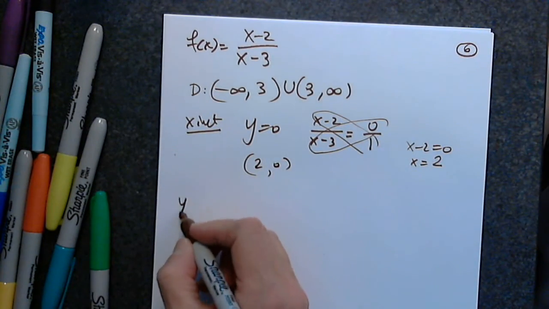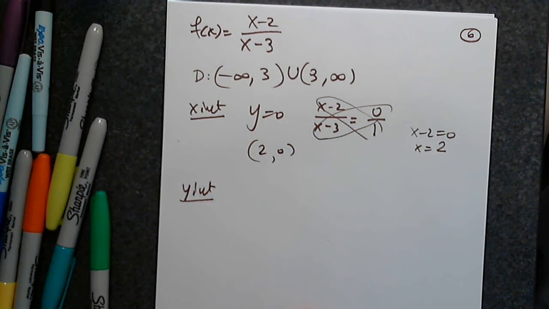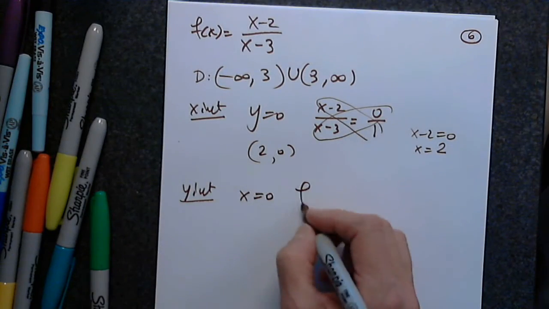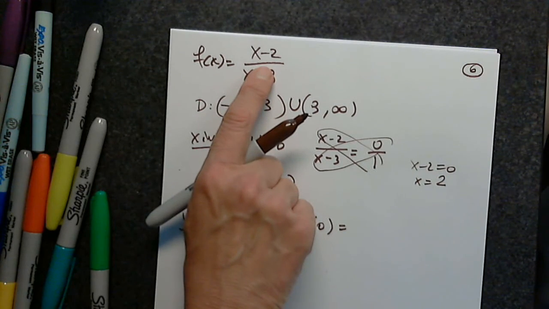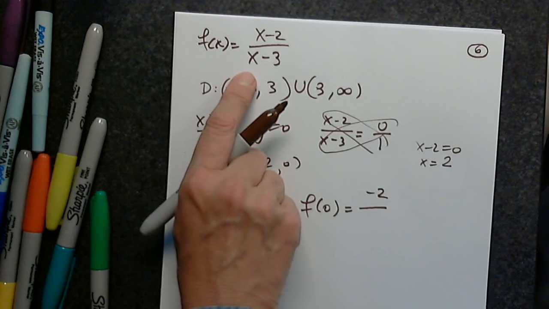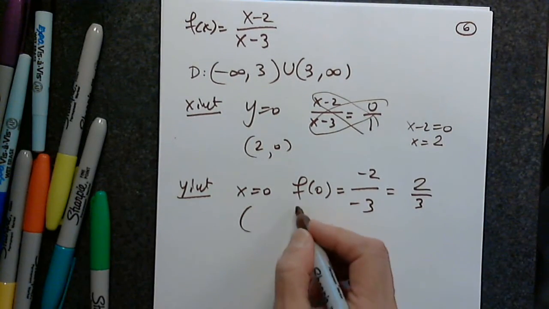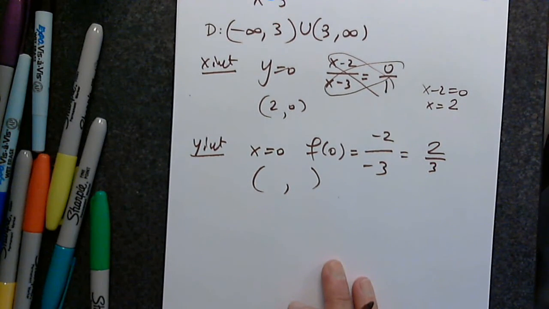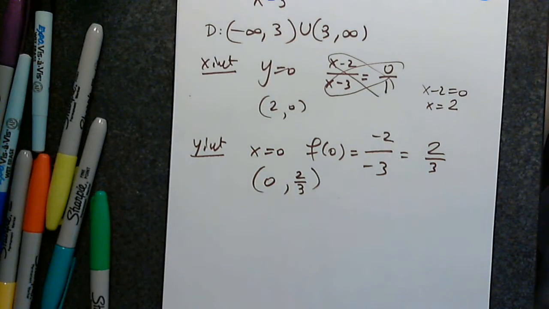Perfect. The y-intercept. What do I do to find the y-intercept for any function? Very good. X equals 0, so let's find f of 0. What is the top when I plug in 0? Perfect. What is the bottom when I plug in 0? Very good. So the answer is 2/3, and the ordered pair would be (0, 2/3). Very good.